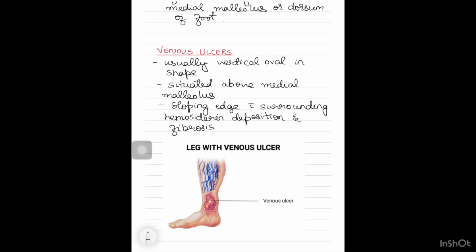Next, coming to venous ulcers, they are usually vertically oval in shape, situated above or at the medial malleolus, and they usually have a sloping edge with surrounding hemosiderin deposition and fibrosis. In the next video, we will talk about the investigation and the treatment of varicose veins.